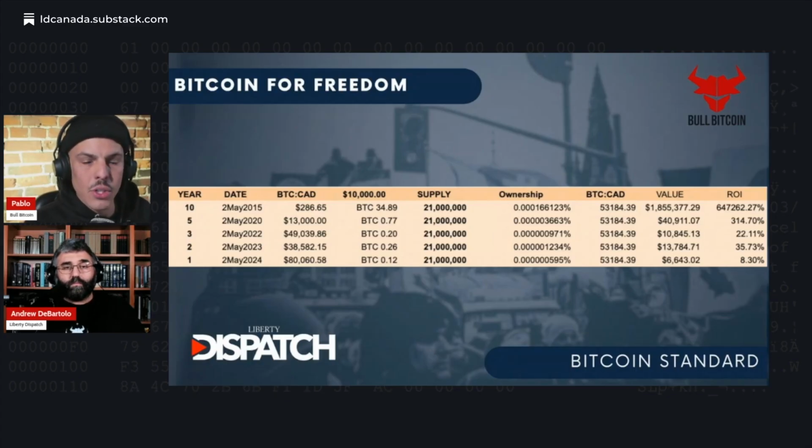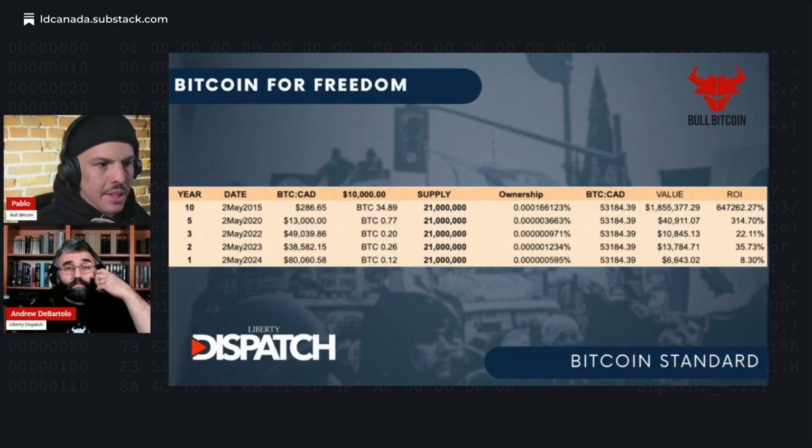So we can look at how much of the total amount of Bitcoin you own. So if I just bought $10,000 of Bitcoin on 2nd of May, 2015, each Bitcoin would have cost me $286.65 Canadian. This would have bought me 34.89 Bitcoin. As a supply of 21 million, I can divide it up and work out that I would have had 0.000166,123% of the total supply. I'd have had a solid percentage of the total supply.